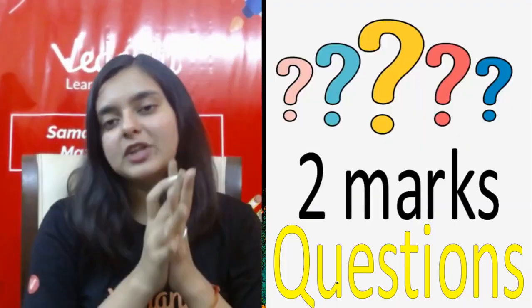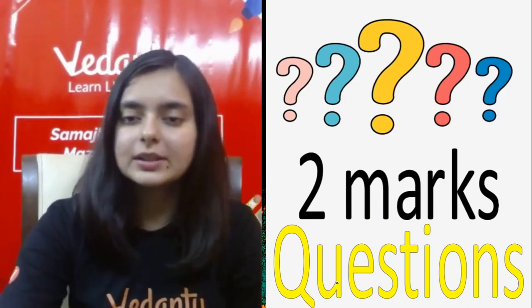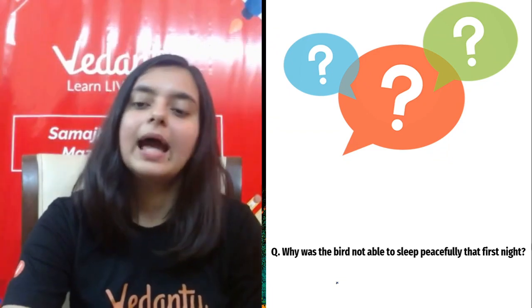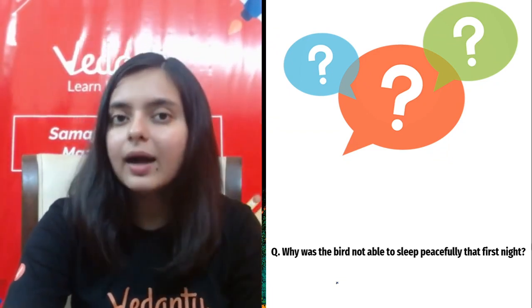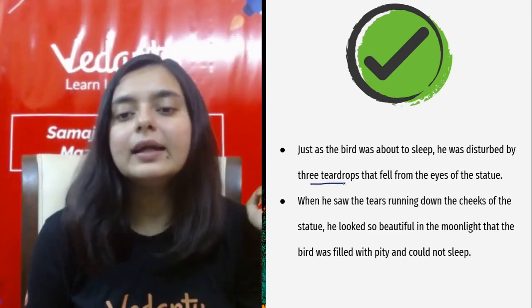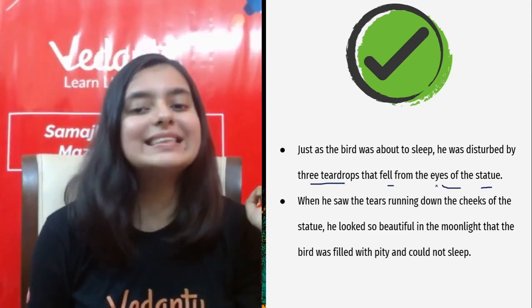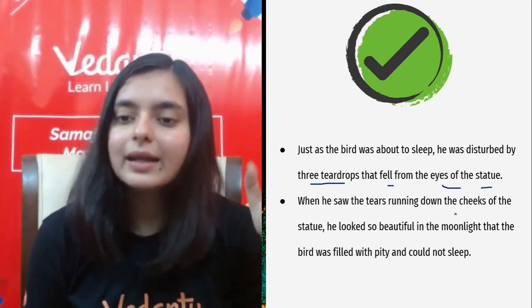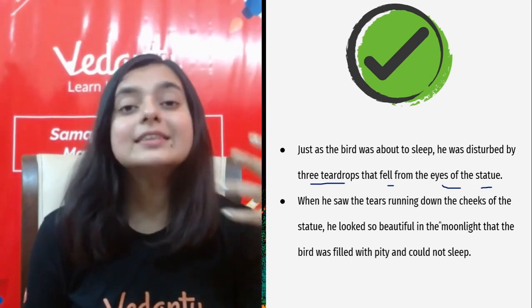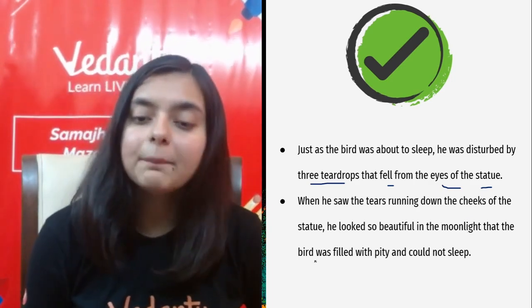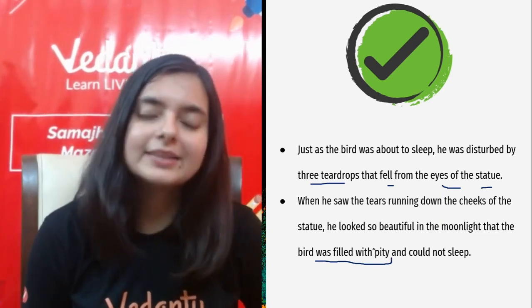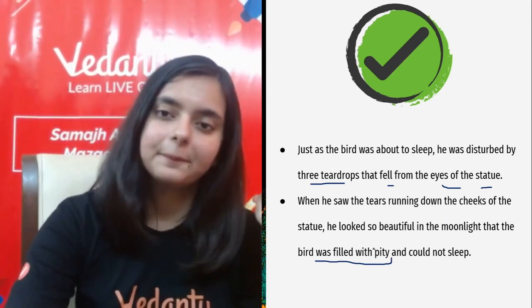अब आ जाते हैं हम subjective answers में. So the first question is for 2 marks. Why was the bird not able to sleep peacefully that first night? Because of the drops, right? Teardrops. He was disturbed by the 3 teardrops that fell from the eyes of the statue. When he saw the tears running down the cheeks of the statue, he looked so beautiful in the moonlight. The statue looked very beautiful and the bird was filled with pity because of the weeping statue, right? So he therefore could not sleep.